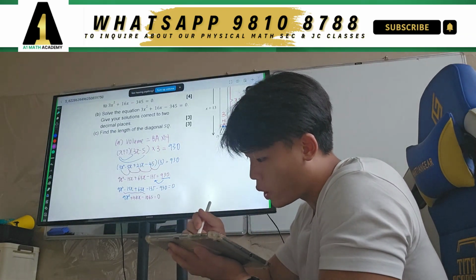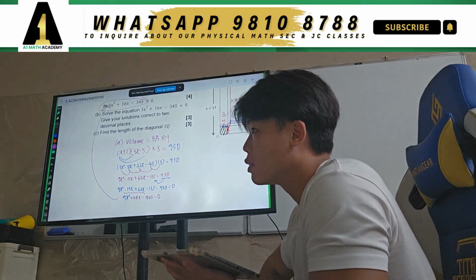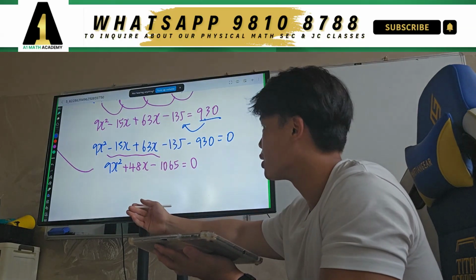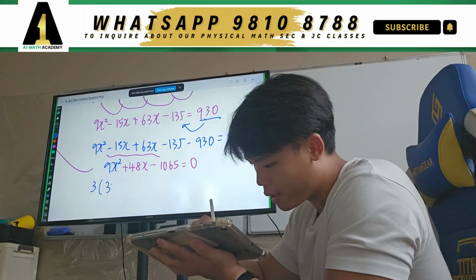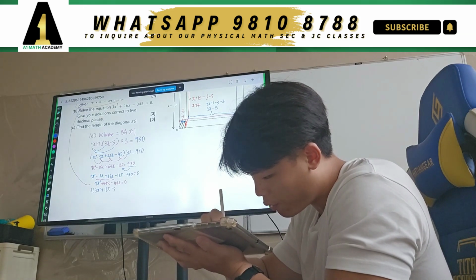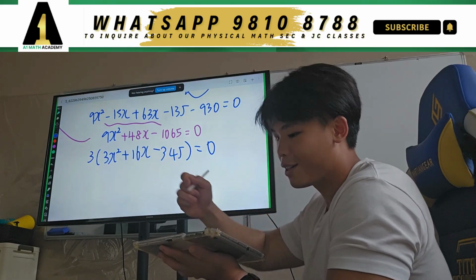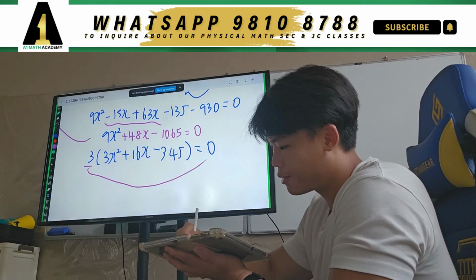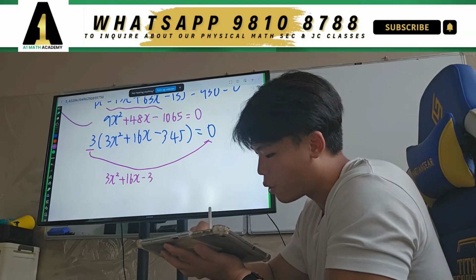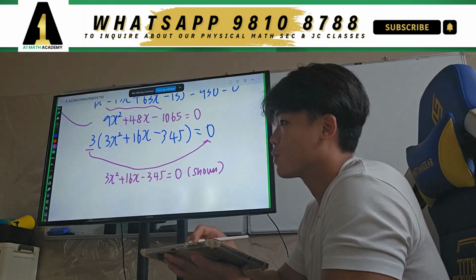But they want us to simplify all the way until here. So if they want us to simplify to here, what must we divide everything by? 3, correct. So in your working, you show that you take out the 3 from everything first. You factor out the 3, you get this, plus 16x minus 345 equals 0. Then after you factor out the 3, you divide the 3 to the other side. So you end up with 3x squared plus 16x minus 345 equals to 0. Shown. Then finish.